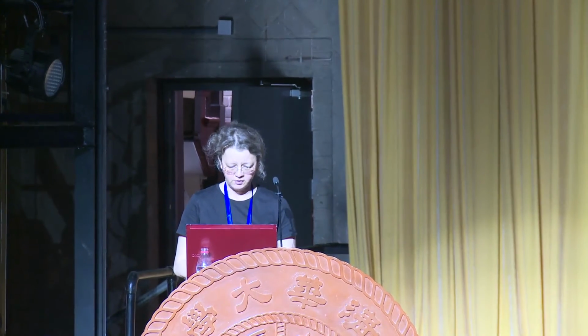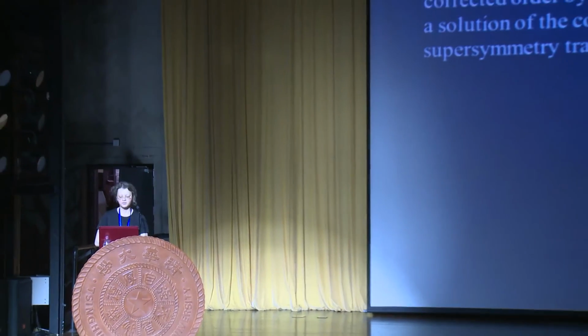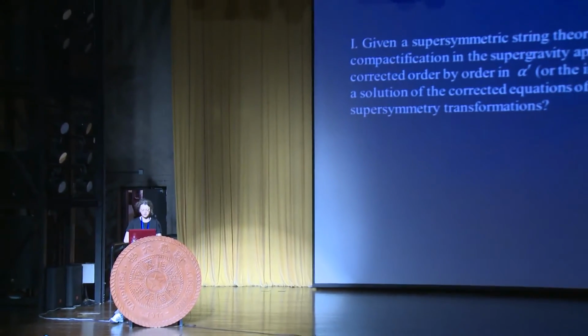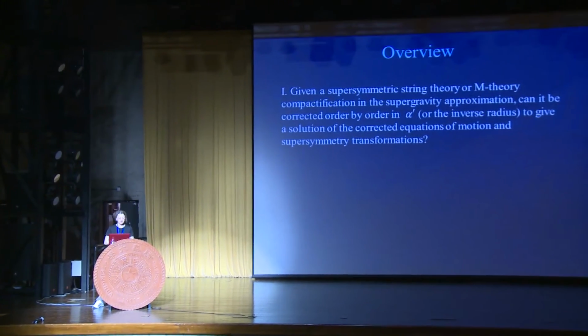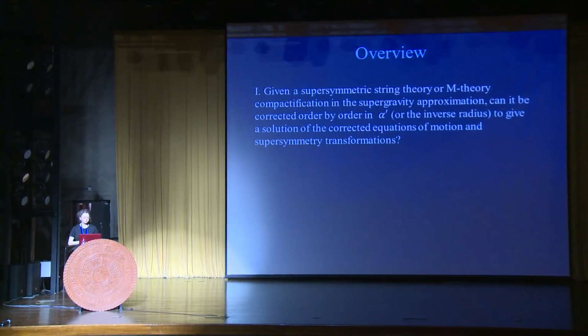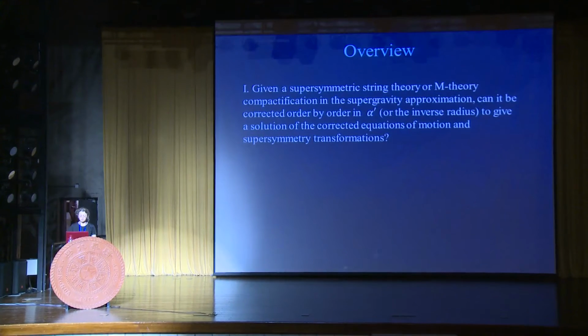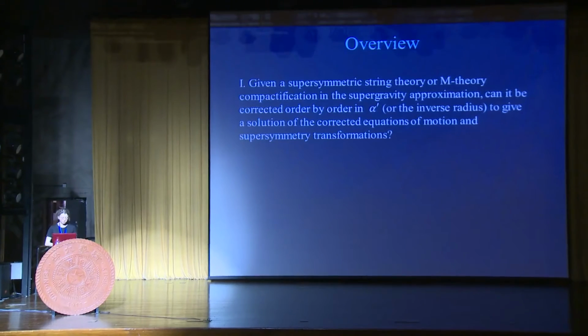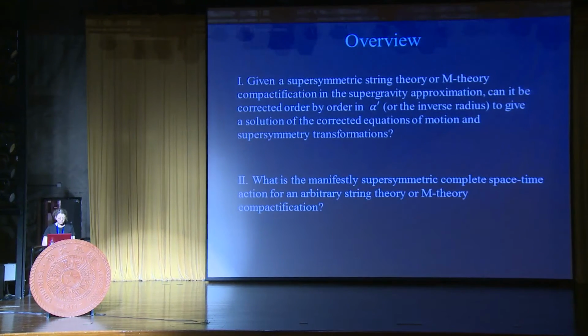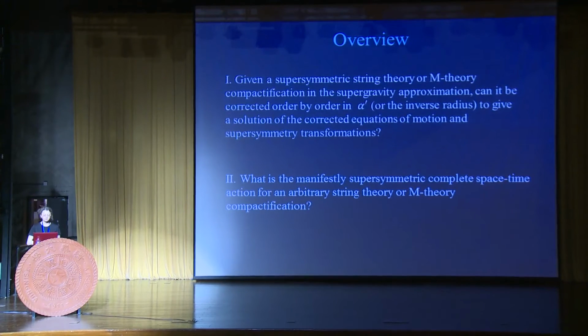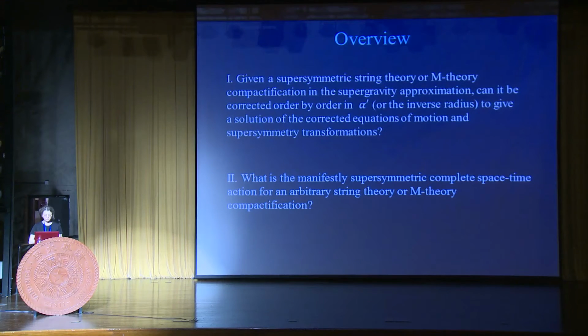So the title of my talk is Spacetime Action for G2 compactifications in Superspace, and we will be dealing with two main themes. First of all, given a supersymmetric string theory or M theory compactification in the supergravity approximation, can it be corrected order by order in alpha prime to give a solution of the corrected equations of motion and supersymmetry transformations? Now, the second topic deals with the question, what is the manifestly supersymmetric and complete space-time action for an arbitrary string theory or M theory compactification?